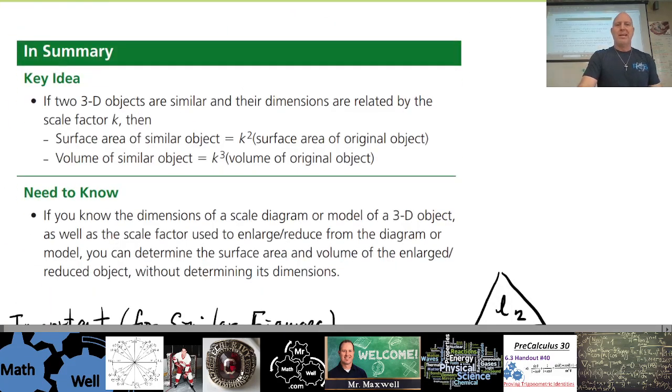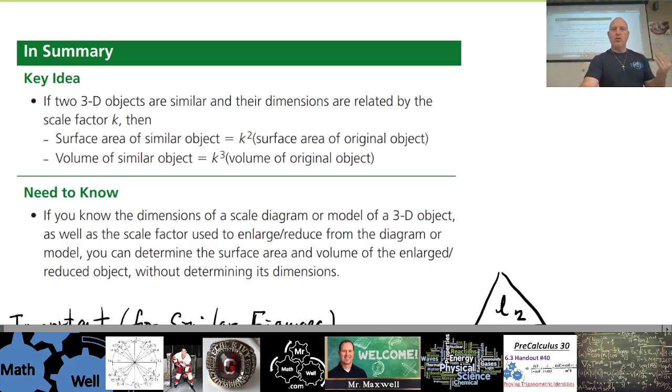All right, let's do the summary, and I'm going to talk to you about just one more little trick that you can use. So the key idea: if two 3D objects are similar, that means that their dimensions are related by a scale factor k, all of their corresponding dimensions. The surface area of two similar objects is related by k squared. The volume of two similar objects is related by k cubed. Okay, so we just went over that.